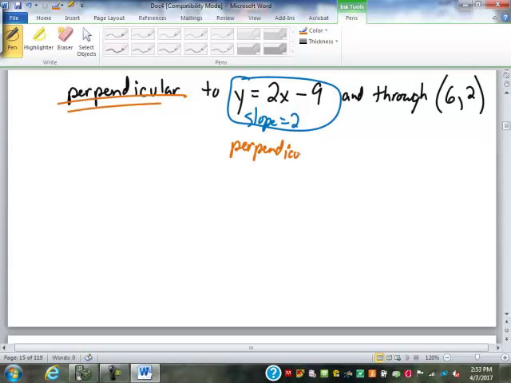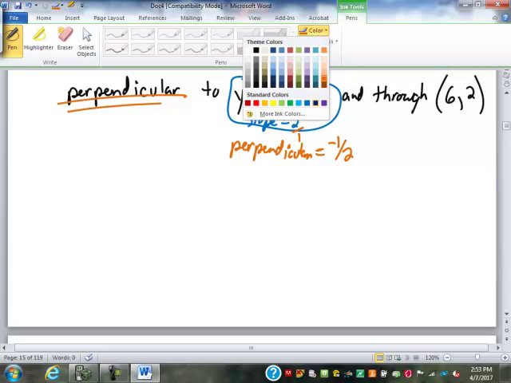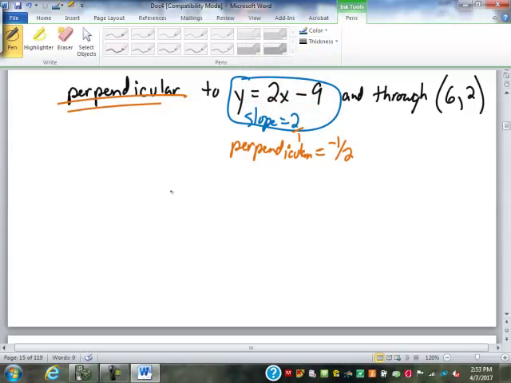Now we're looking for a perpendicular. Its slope will be negative 1 over 2. Good. We think of this as 2 over 1. So the reciprocal is 1 over 2, and the opposite will become negative. So then our equation starts out as y equals negative 1/2 x plus b.